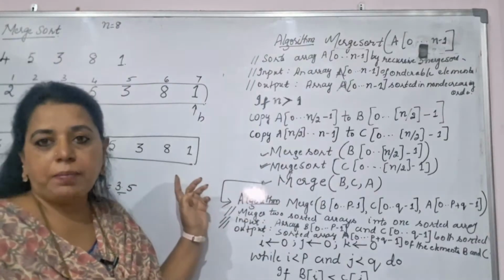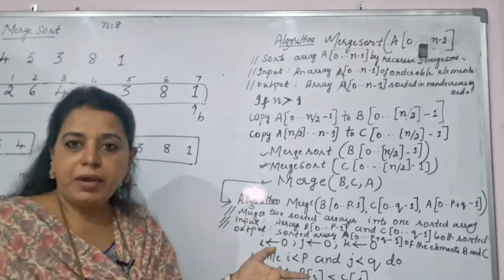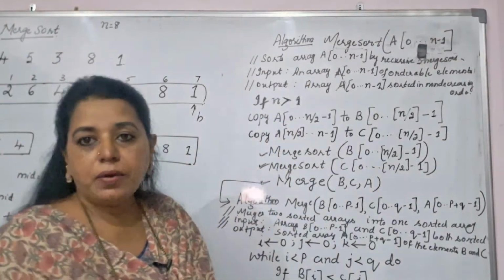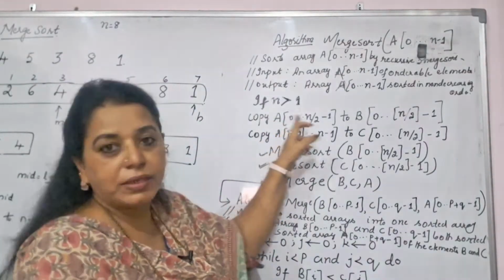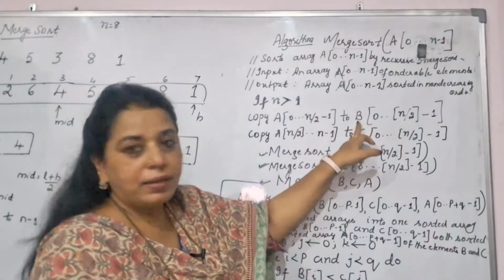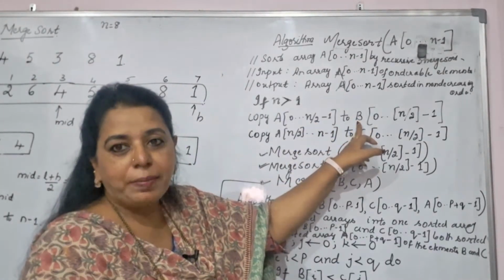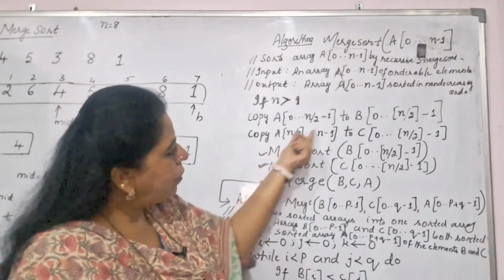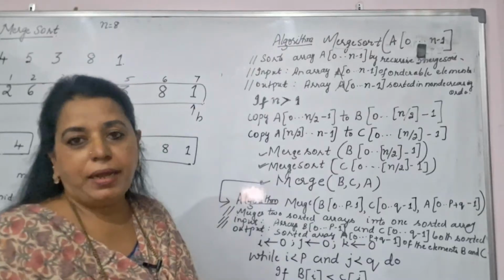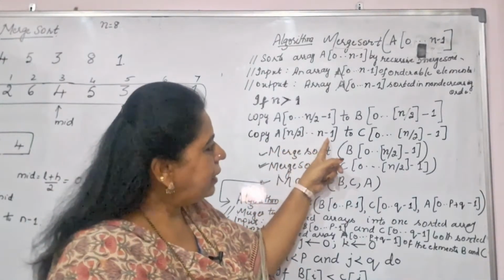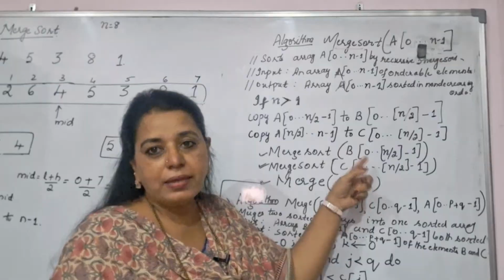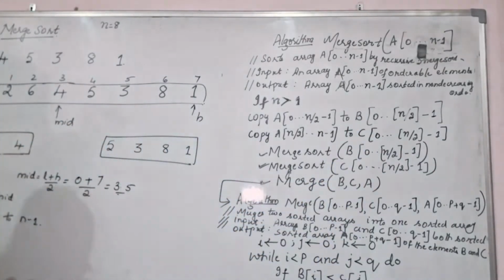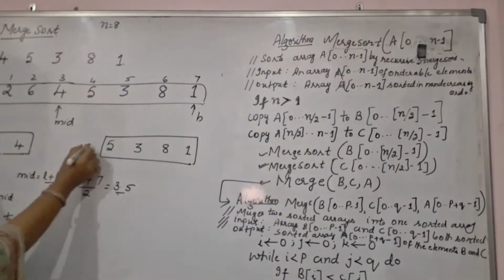The logic remains the same. You are using L, H and mid in order to divide the array into two sub-arrays. Here you are copying the original array elements, starting from the first element to the mid element, to another array called B. So this is the first sub-array. Then from n by 2 to n minus 1, that is after the mid element, whatever elements are present till the end are copied into an array C. So B and C are the sub-arrays. This will be your B and this will be your C.